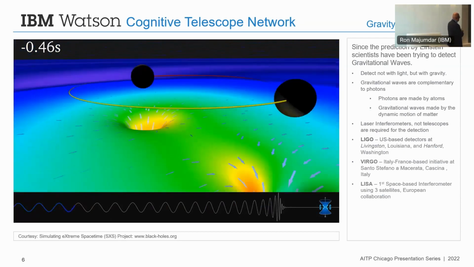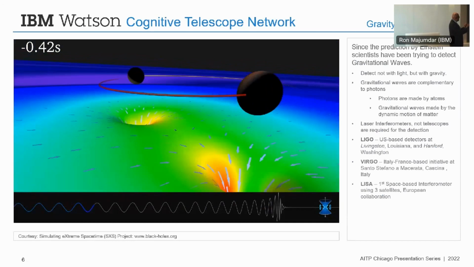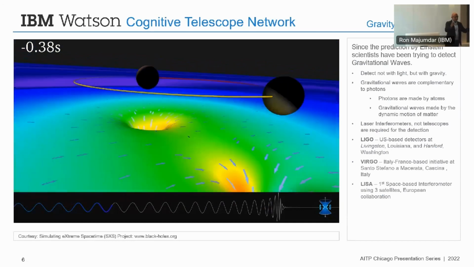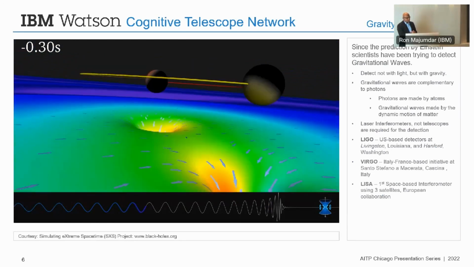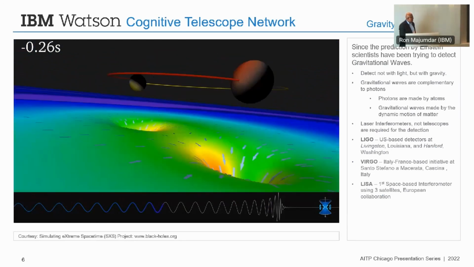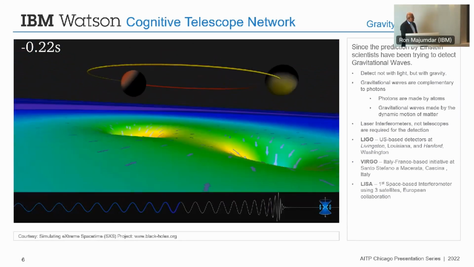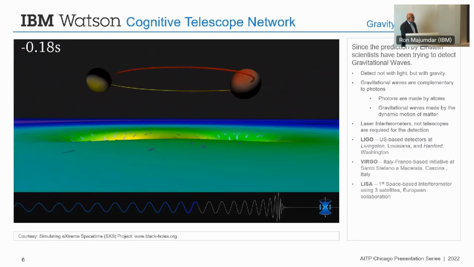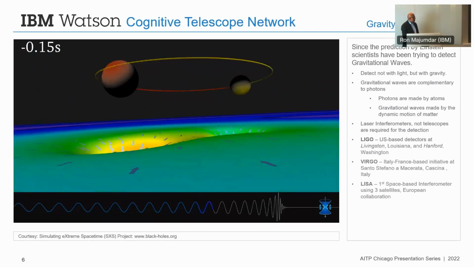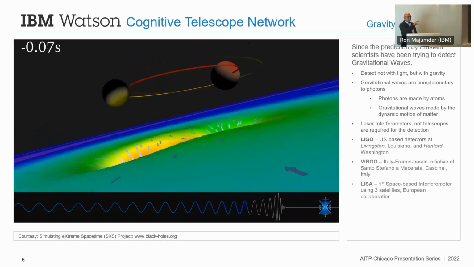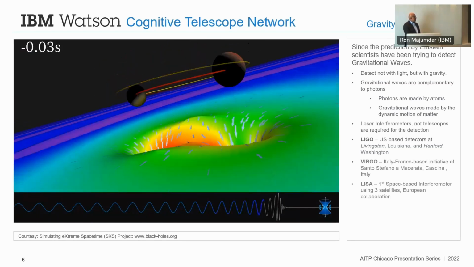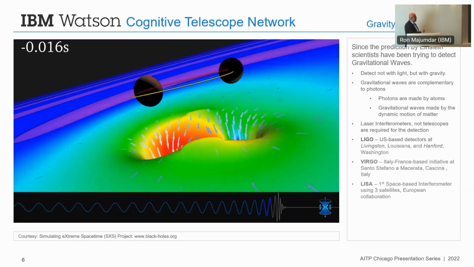So this is a simulation that was done before the first gravitational wave was ever detected in 2016, right? You can see it's a binary gravitational system. They're going around each other, and eventually they're going to crash into each other and merge, and that's when the gravitational wave starts.